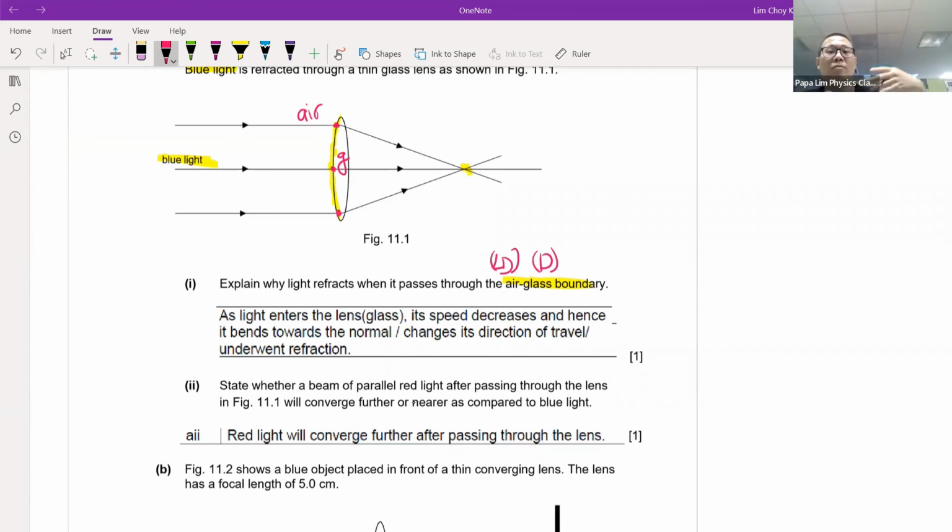And same thing, when we talk about describing refraction, we always tell students to cover in their explanation the bending, whether it bends towards the normal or away from the normal, depending on the context.